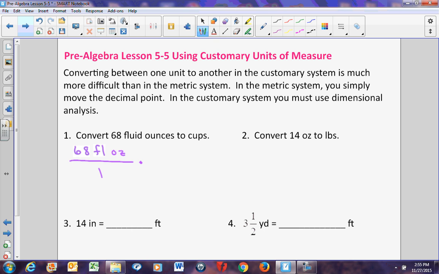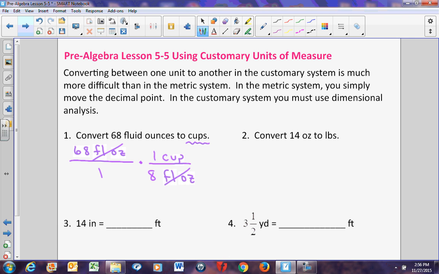So 8 fluid ounces in a cup means we want the fluid ounces to cancel out because we want the cups to be what's left because that's what we're looking for. So when we set up our fraction, we are either going to put 8 fluid ounces on the top of the fraction or on the bottom. We choose to put it on the bottom because if we put it on the top, our 8 fluid ounces won't cancel out. We put 1 cup on the top and the 8 fluid ounces on the bottom because now my fluid ounces cancel. And I have 68 over 8.